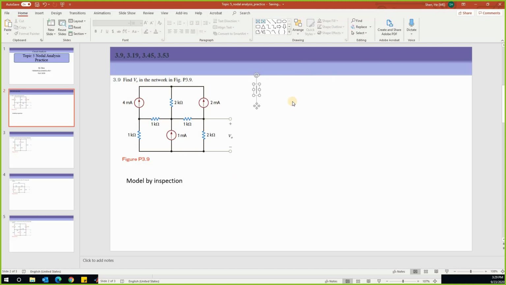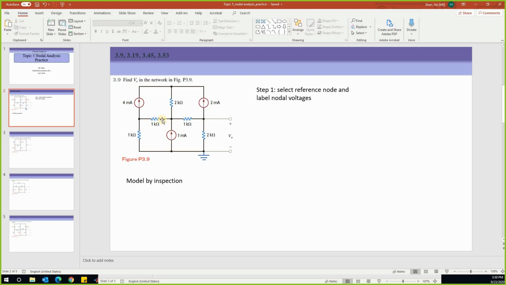The first step, we're going to select a reference node and label nodal voltages. So which node are you going to select? It looks like a VO is something over here. If I select this node as reference node, then I will have one node have a nodal voltage of VO. So that's probably something I'm going to do. So I select this node as reference node.